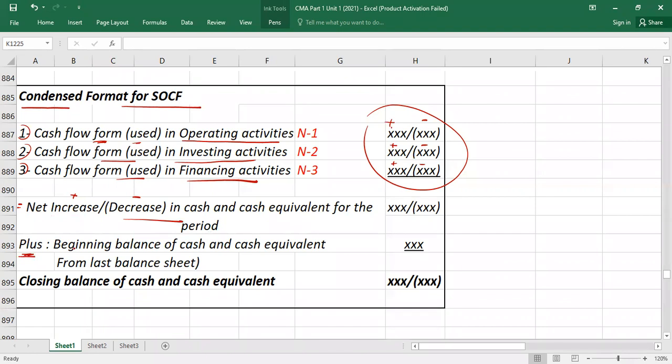And then, guys, you have to add here plus beginning balance of cash and cash equivalents. Okay, this value you can also take from last year's balance sheet, because that balance will become the beginning of this year. So if you plus these two things, this is called closing balance of cash and cash equivalents, at the end of the period.